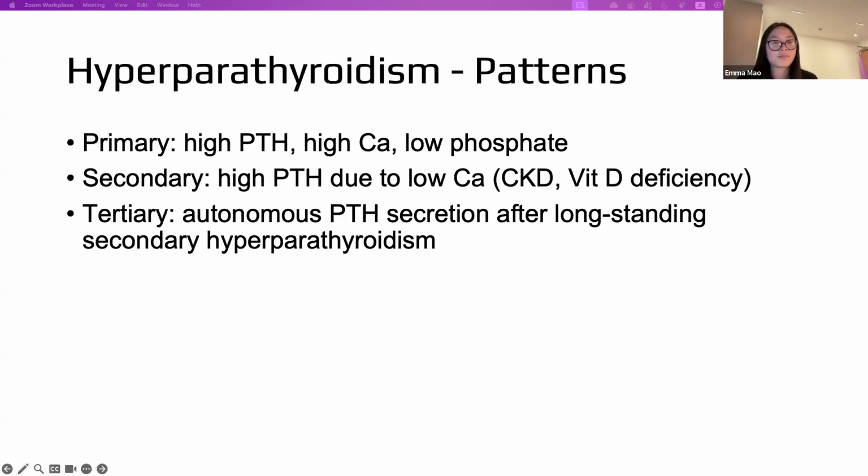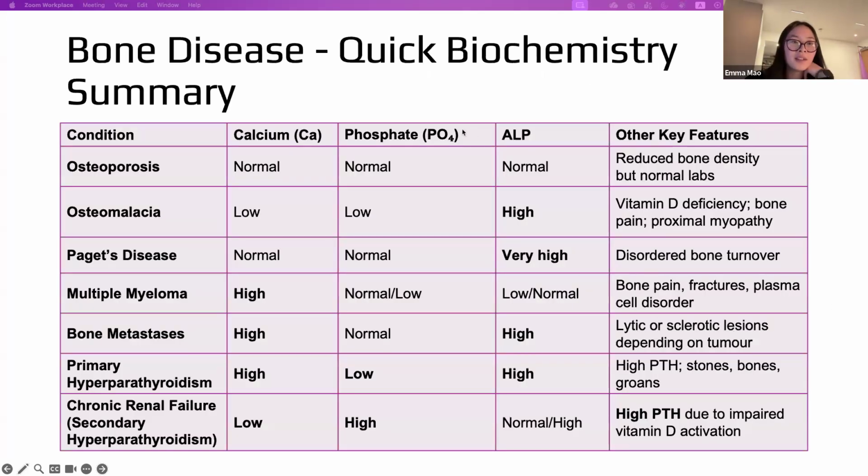So basically, for example, chronic kidney disease leads to low calcium, so there's a high parathyroid hormone responding to it. And then after the person gets a kidney transplant, the parathyroid glands keep on releasing parathyroid hormone, still leading to tertiary hyperparathyroidism. Okay, and then here's a quick summary of calcium, phosphate and ALP in these diseases.